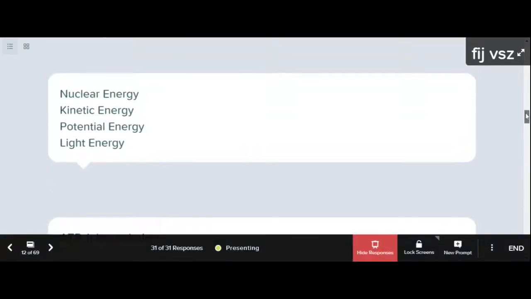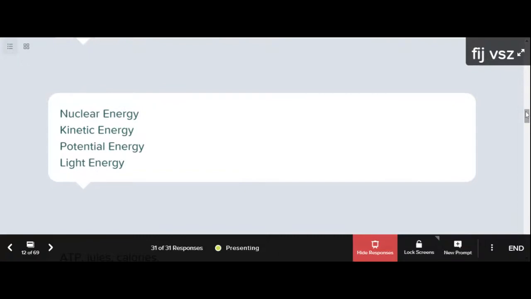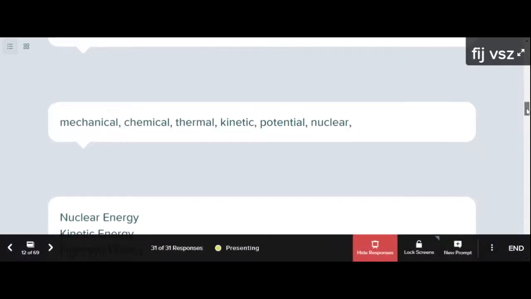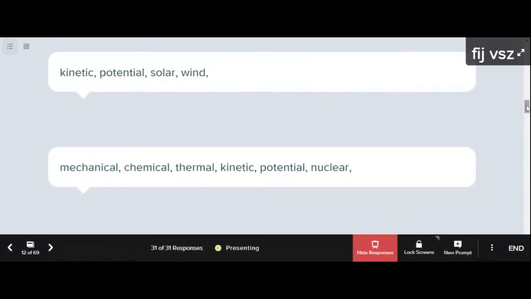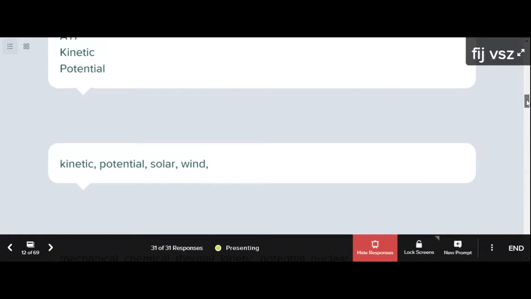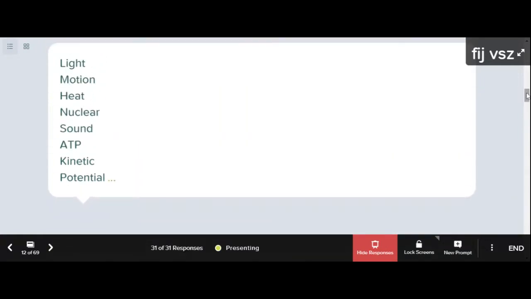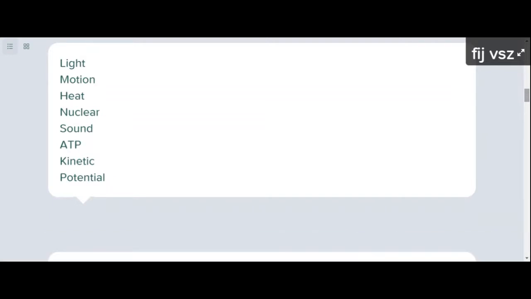Okay, forms of energy. Really, we're talking about potential, kinetic. There is light energy, nuclear energy. There is heat energy, mechanical. Yeah, there you go, thermal energy. All right, this is good. I'm glad we're doing this. The kinetic and potential were the big ones I wanted to make sure you got. Heat also is a really important one for biology.